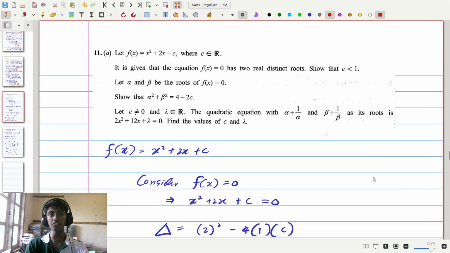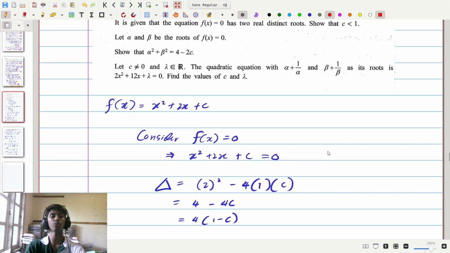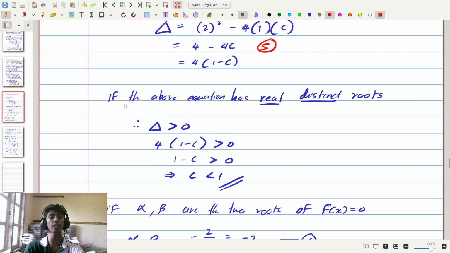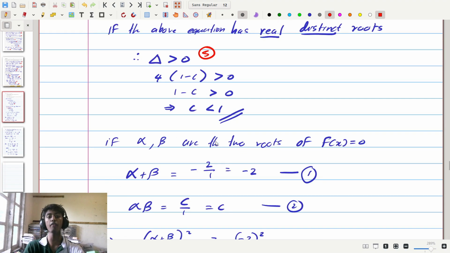Now finally, let's discuss the marks scored for this question. So at the start, when you consider f(x) equals 0 and you obtain that delta is equal to b squared minus 4ac, which in this case is 4 times 1 minus c, when you get either here or here, you get 5 marks. Now after this, when you say if the above equation has real and distinct roots, then delta must be greater than 0, for getting that result, you get another 5 marks. After this, when you simplify down to get that c must be less than 1, you get another 5 marks.